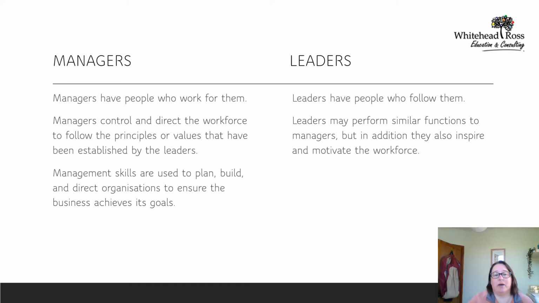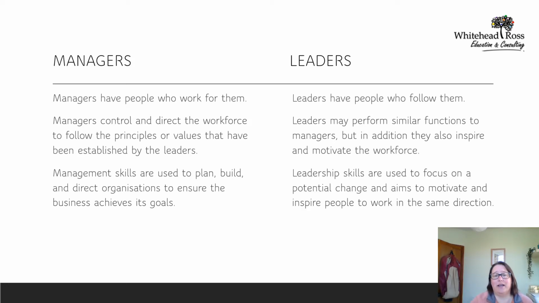Key skills that managers are going to use are planning and building in order to direct. Leaders, on the other hand, will focus on changes and aims, again to motivate and inspire. So again, it's a key difference between the skills and the aspirations.